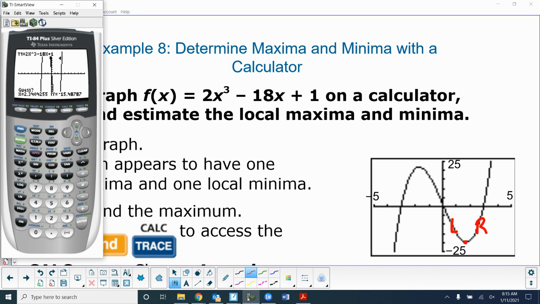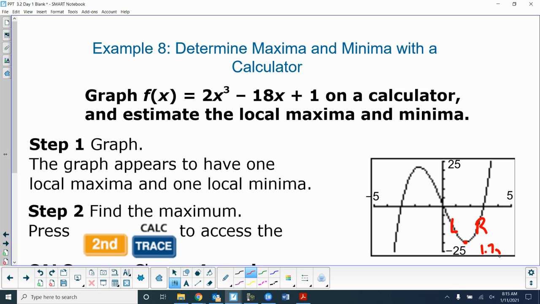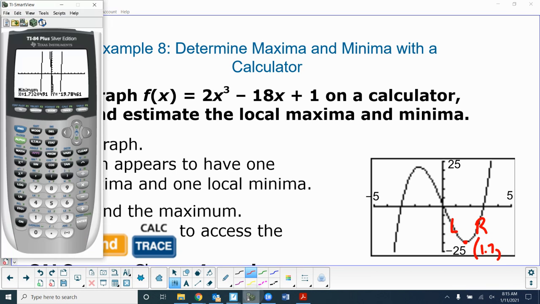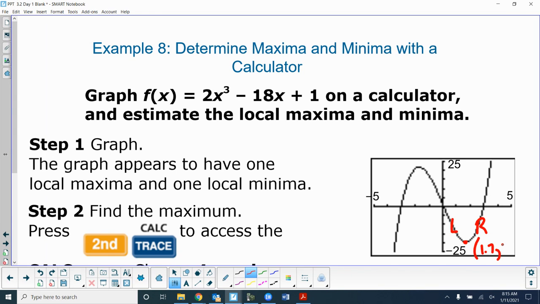Hit enter. There we go. So it's 1.7, and we'll just go to tenths, 1.7. And -19 something, right? 19.8. So you're not going to get nice whole numbers all the time. That's okay.